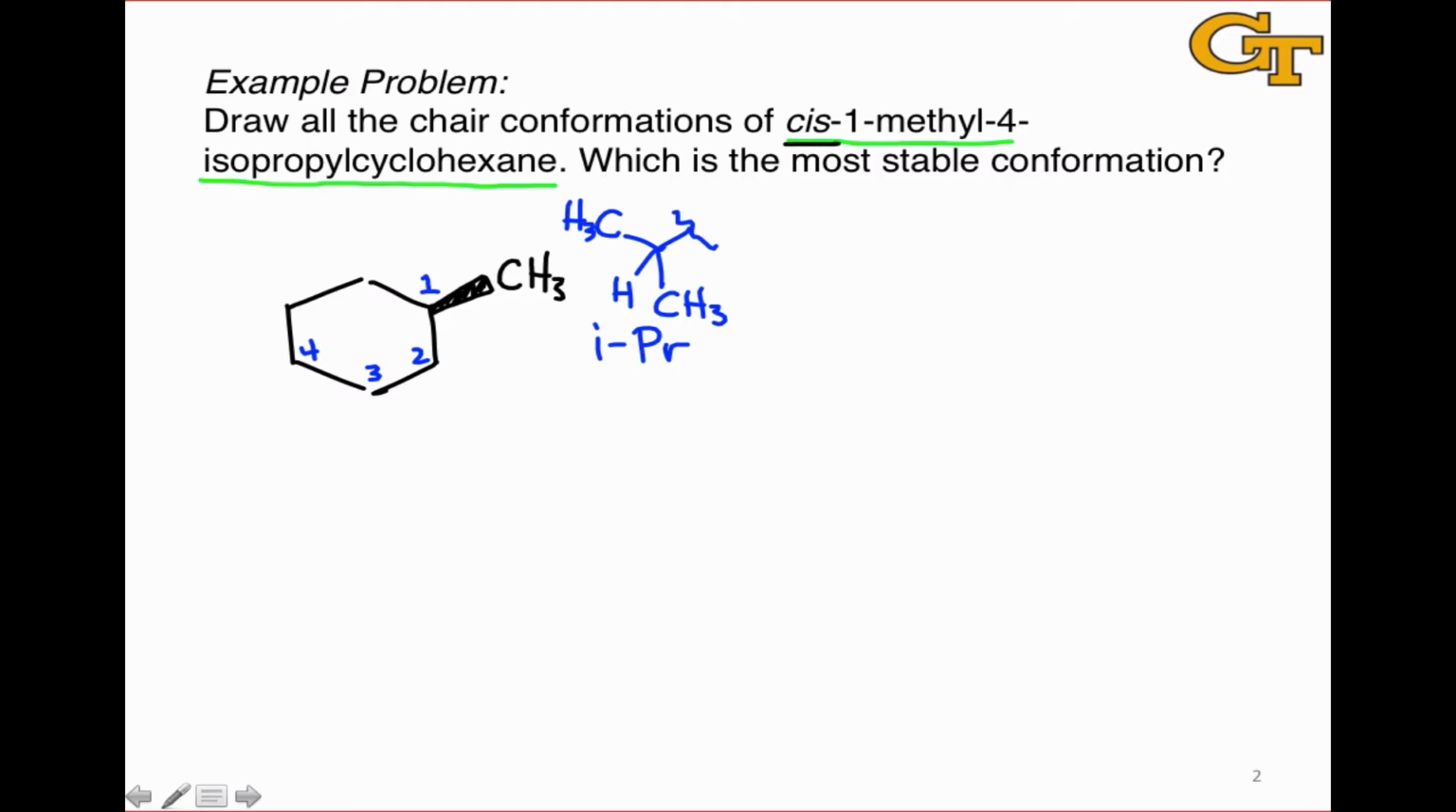This is cis-1-methyl 4-isopropyl cyclohexane. And so the isopropyl group needs to be positioned on the same side of the ring as the methyl group. In other words, we need to put that isopropyl group on a wedge. So that's the structure we're interested in for this problem.